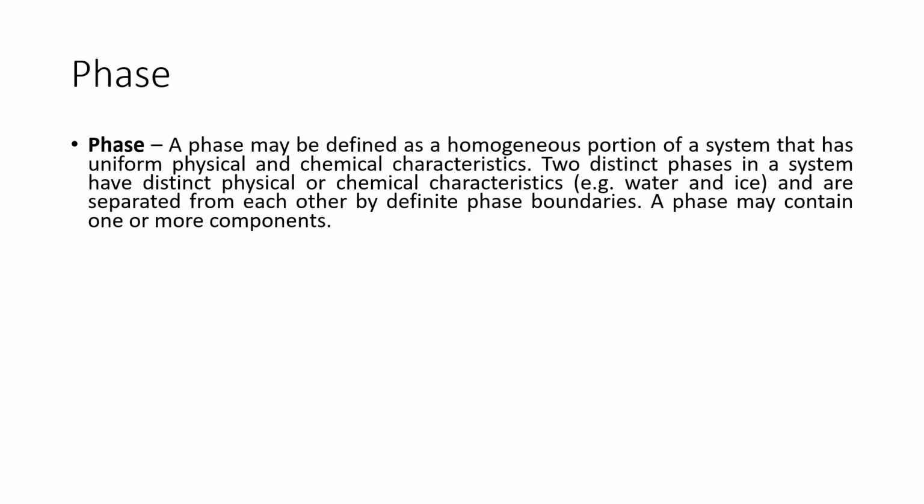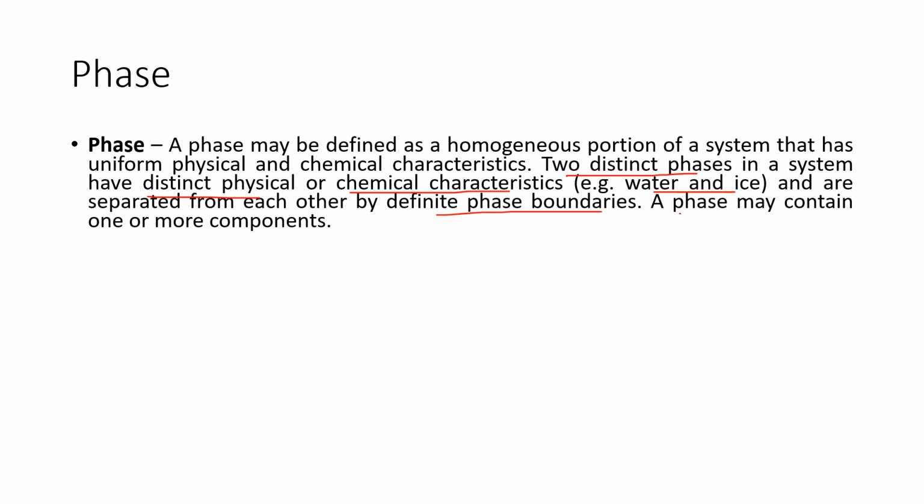What is a phase? A phase may be defined as a homogeneous portion of a system that has uniform physical and chemical characteristics. Two distinct phases in a system have distinct physical or chemical characteristics. For example, water and ice are separated from each other by definite phase boundaries.